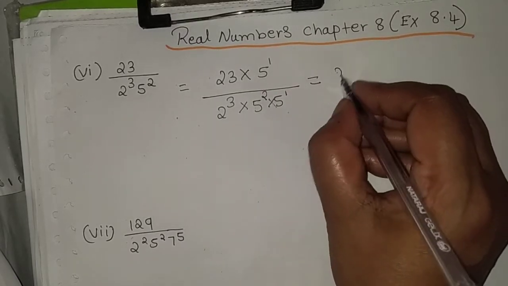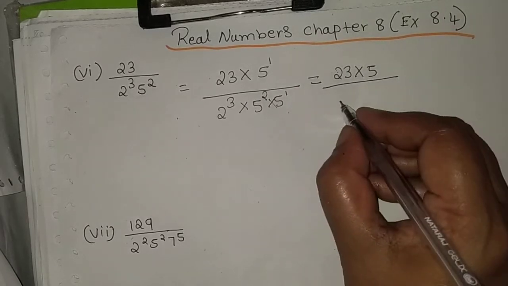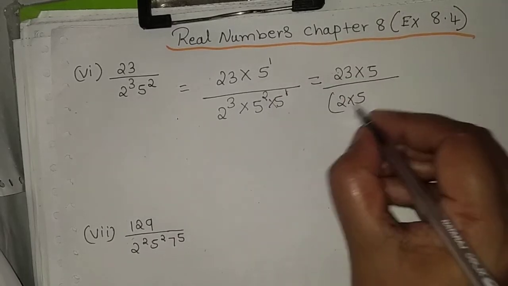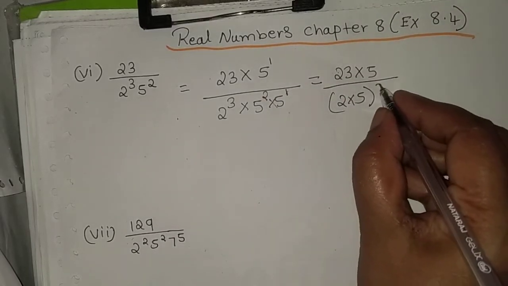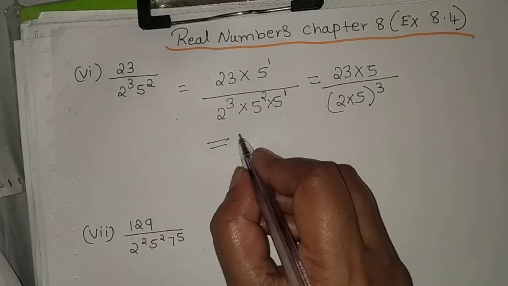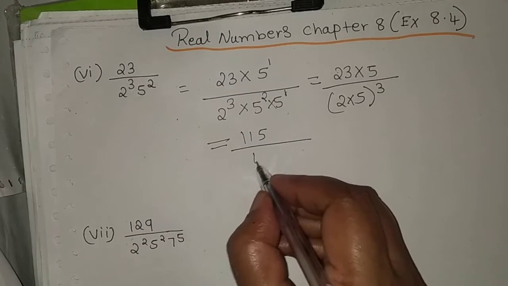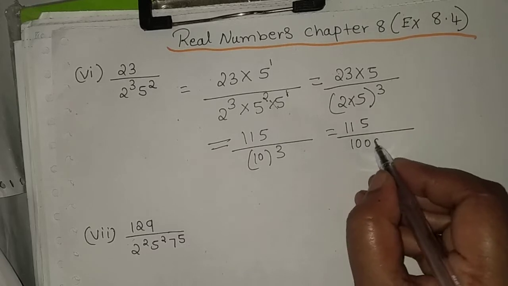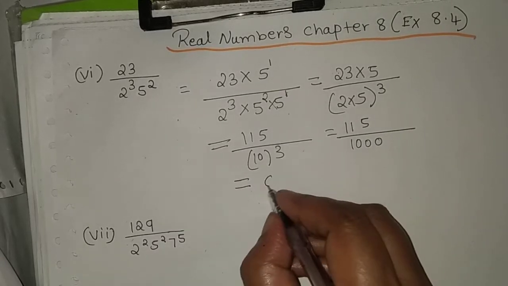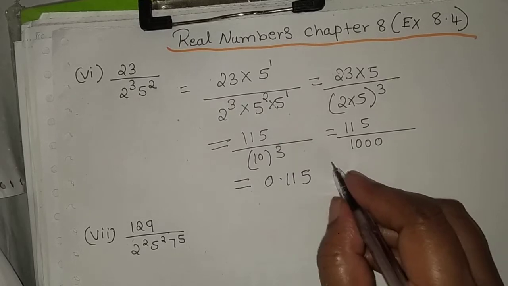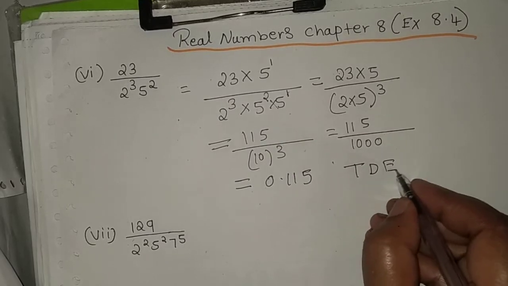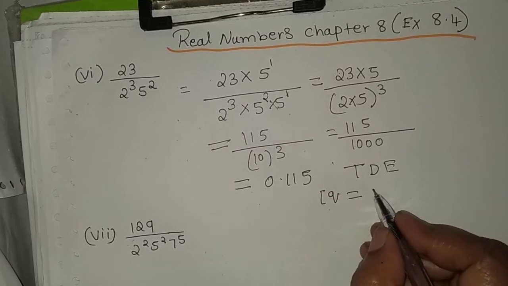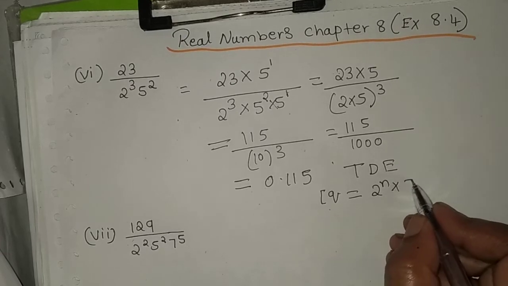Now here we can write it as 23 into 5 by 2 into 5. This one, 2 plus 1 will become 3, so 2 into 5 to the power 3. Therefore we will get 115 by 10 cube. This is 115 by 1000. Finally we get 0.115, which is in the form of TDE, that is terminating decimal expansion. So Q is equal to, in the form, that is 2 to the power of n into 5 to the power of m.